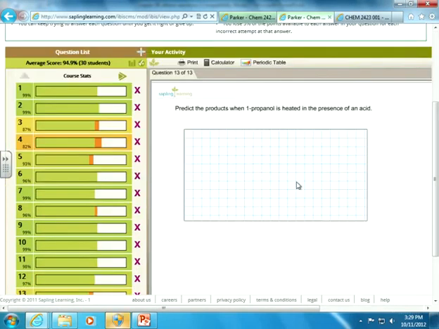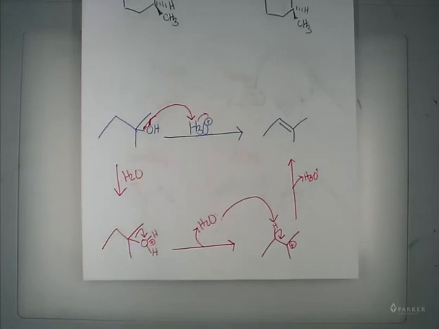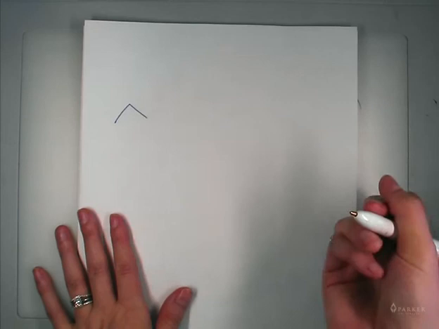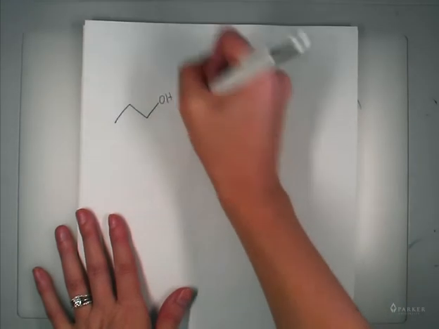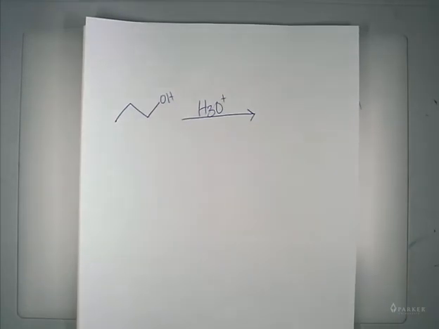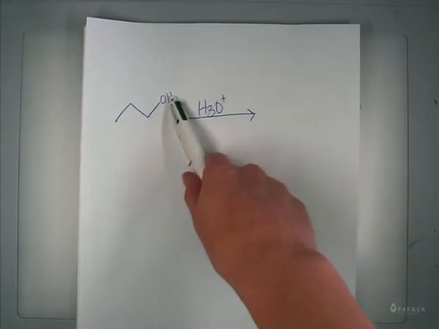Okay, 1-propanol is heated with an acid. Your acid is going to be H3O+. So what's propanol? Prop is how many carbons? Three. And then what do you think -ol is? OH. And then we're heating in the presence of this acid. So what will that do? It turns this into water, right? And it leaves. And then what do I form in the end? Double bond.